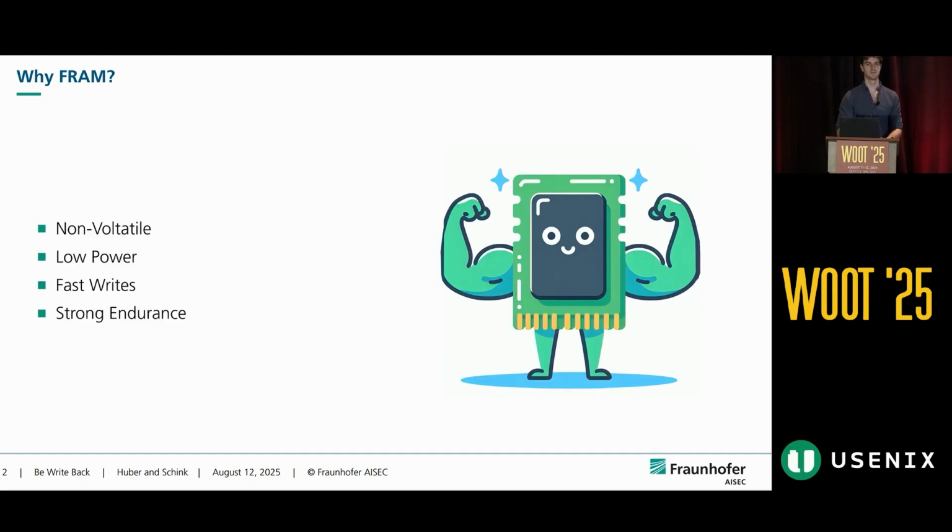If you want to update a value on flash, you have to erase the data first and then you can reprogram it. With FRAM, you can directly overwrite it. And lastly, FRAM also offers strong endurance. Again, compared to flash, you only have a limited number of erase and program cycles. With FRAM, you basically have a virtually unlimited number of times that you can rewrite your data, which is quite beneficial for such logging applications.